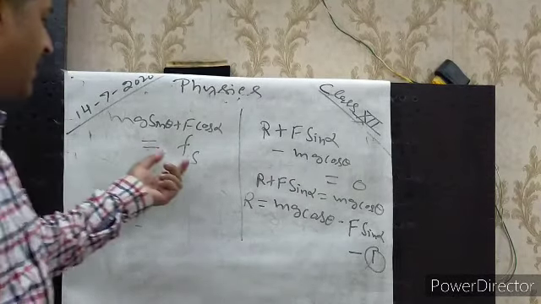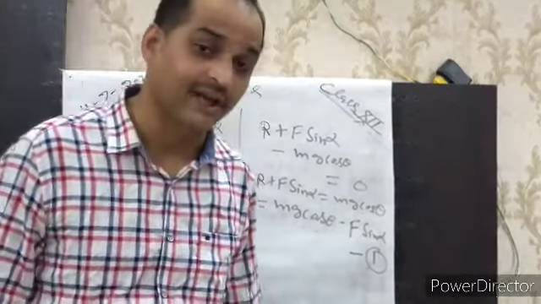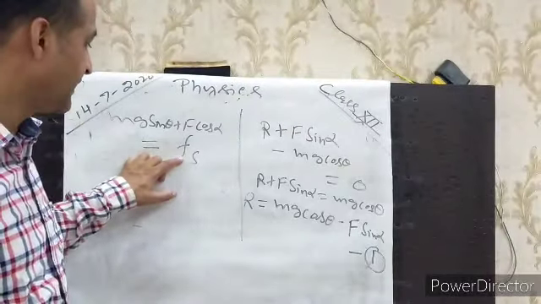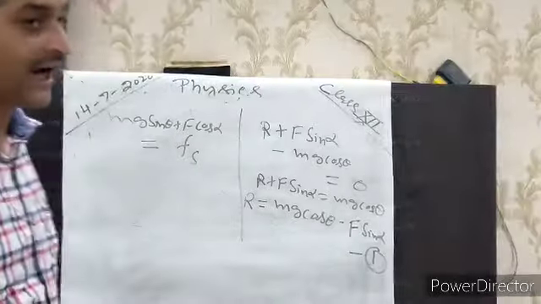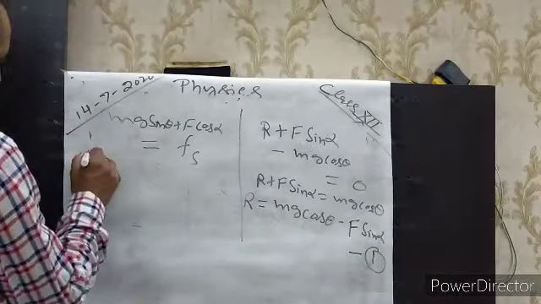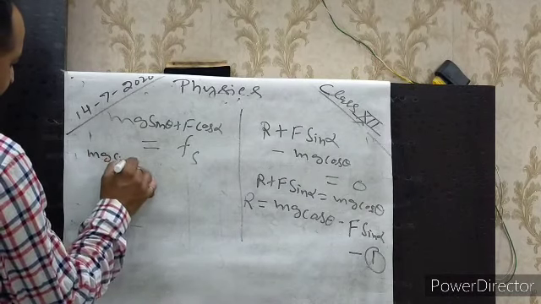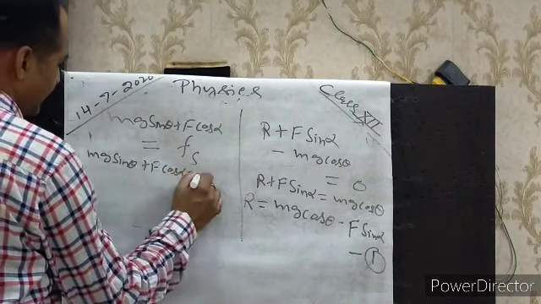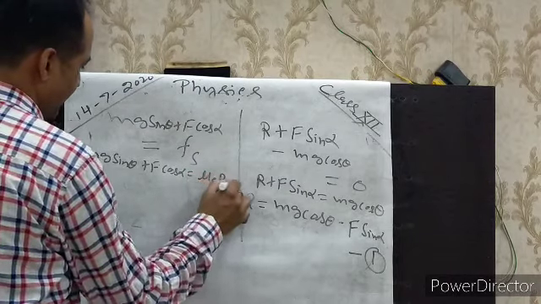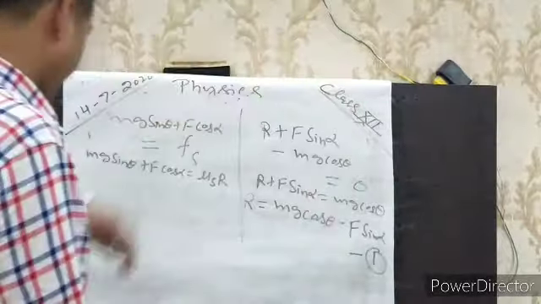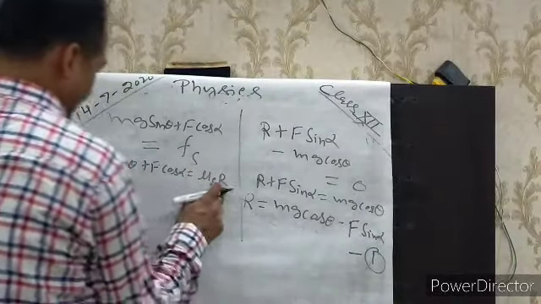Is it clear? Now from the second equation we will get Fs, then we will write F is mu R. So mg sin theta plus F cos alpha is equal to mu s R. Mu s, because static friction is here, the body is not moving. Fs is mu s R.